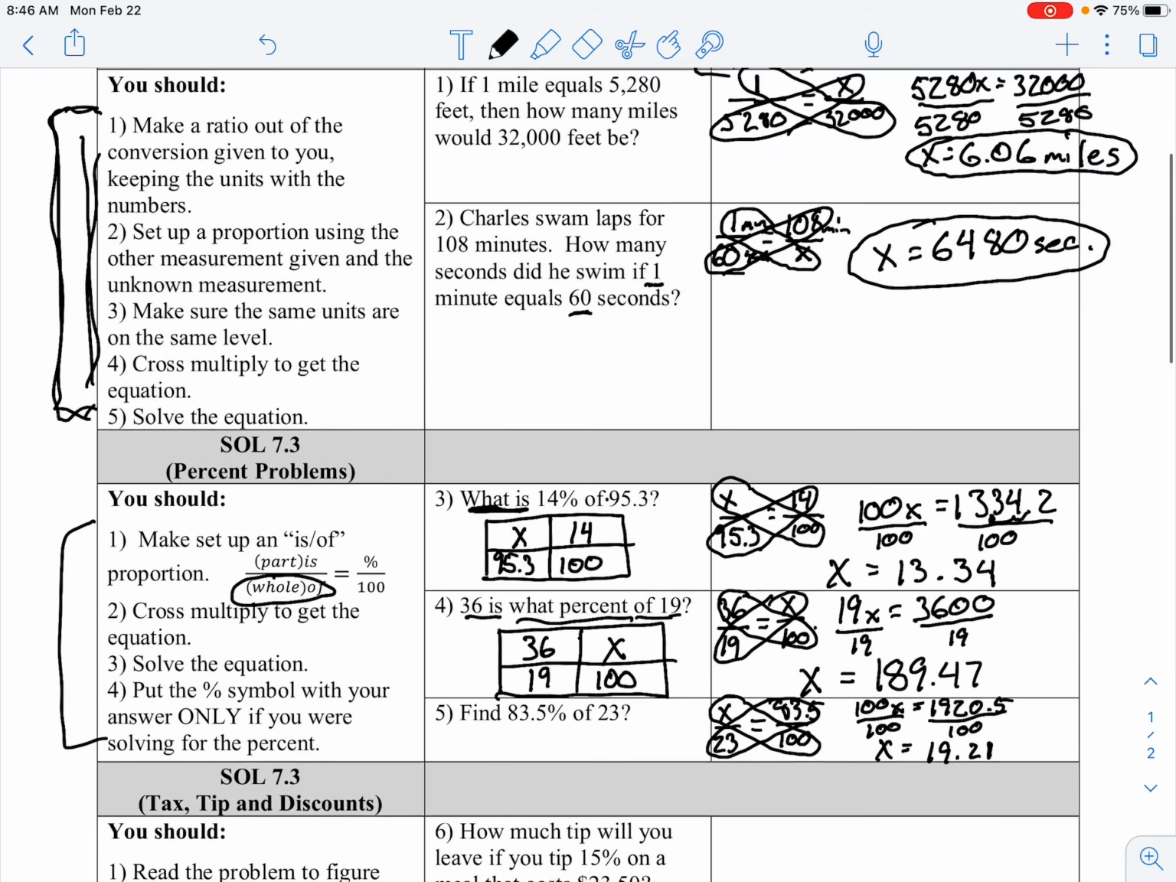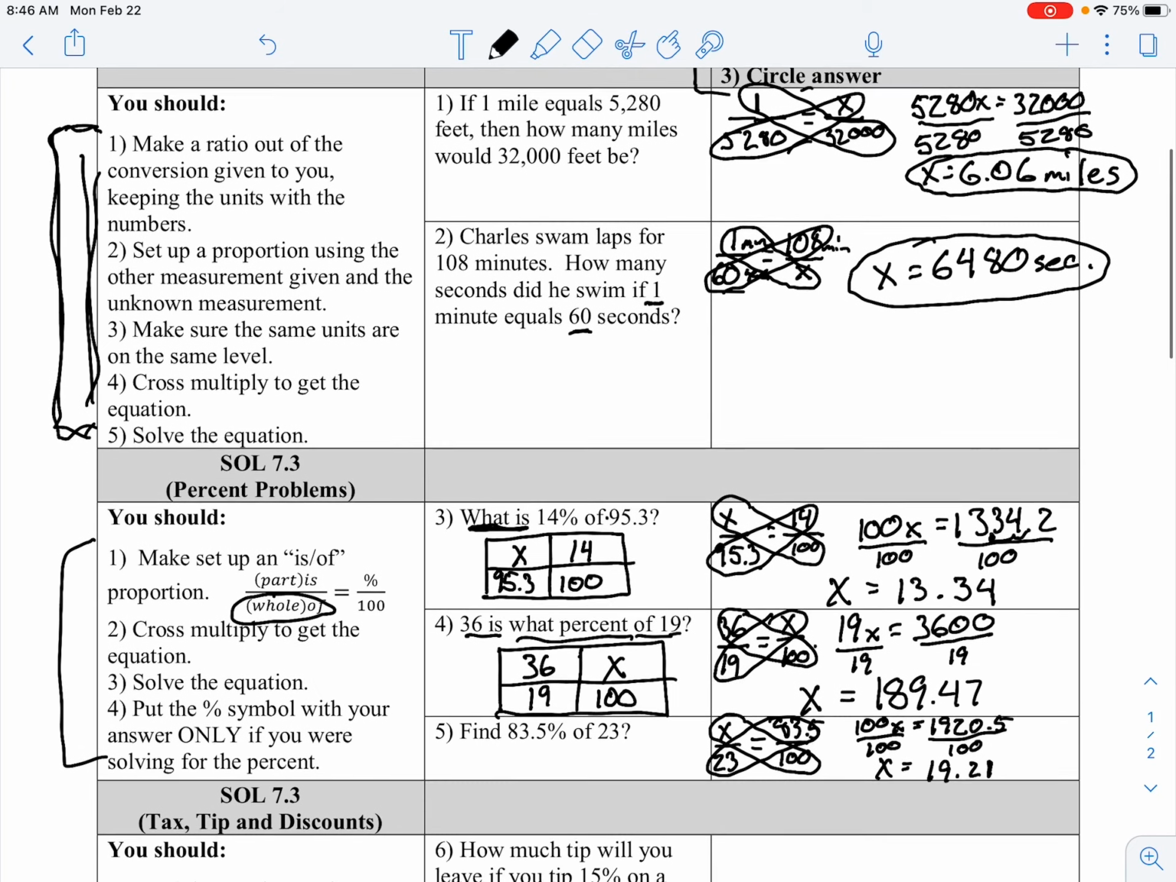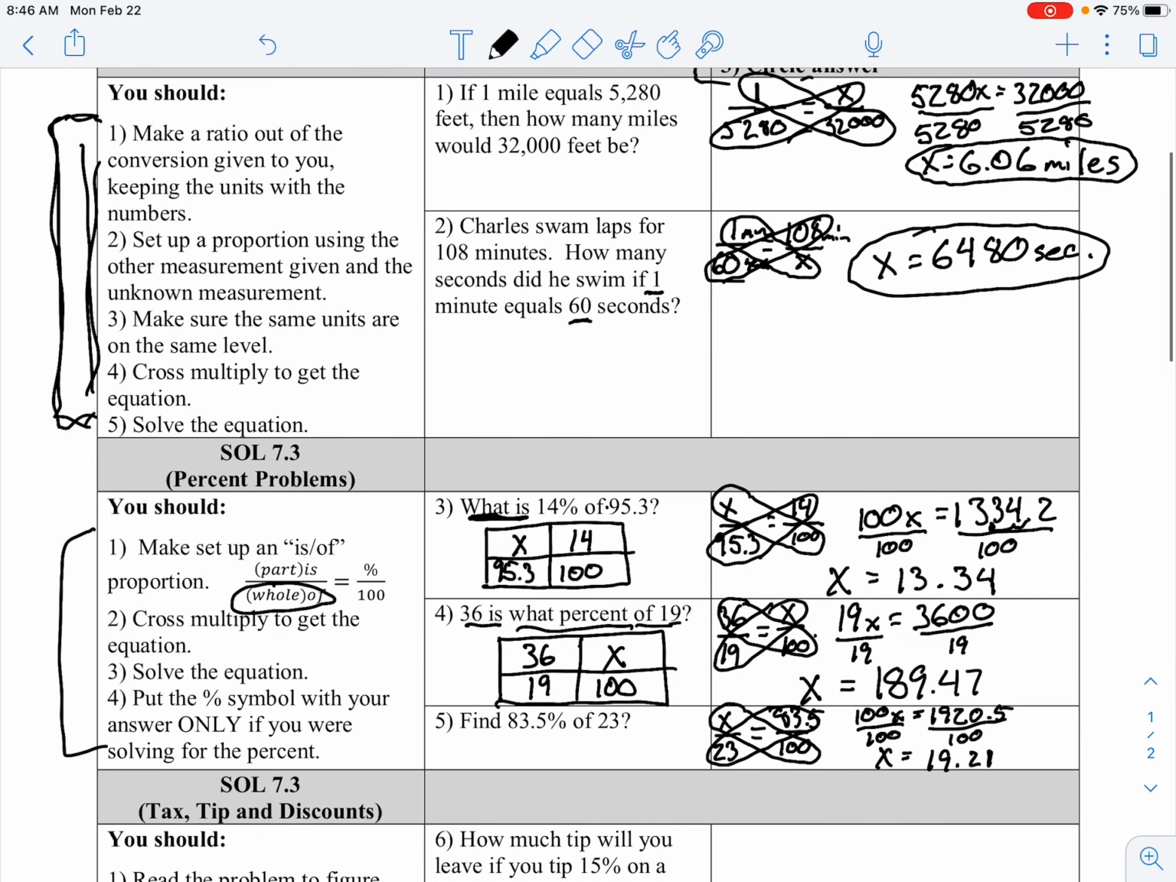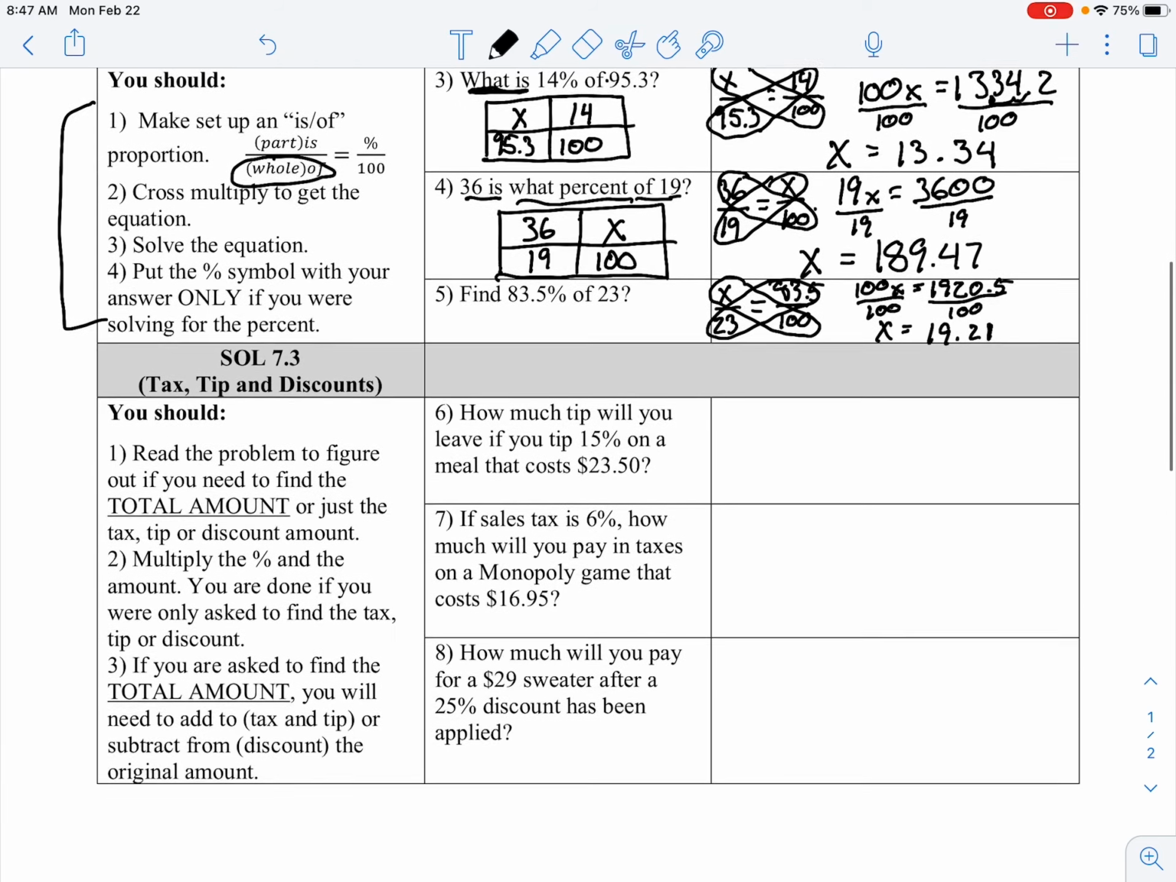All right, so those are all our proportion style problems. Pretty simple process once we get the hang of it. It can be a little bit difficult to set up, but once we know that percents are is over of, percent over 100 parts of our window, and then up above for unit conversions, keeping our units on the same level, it really becomes a fairly simple process here.